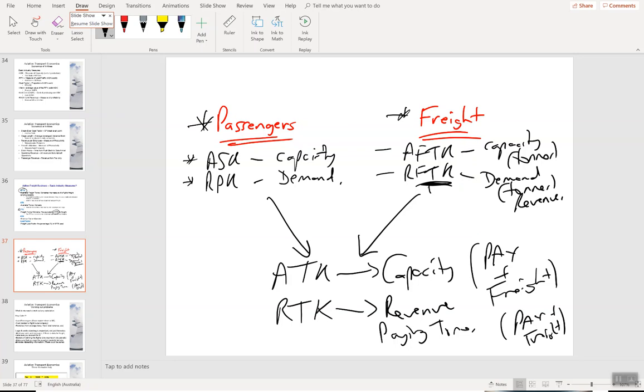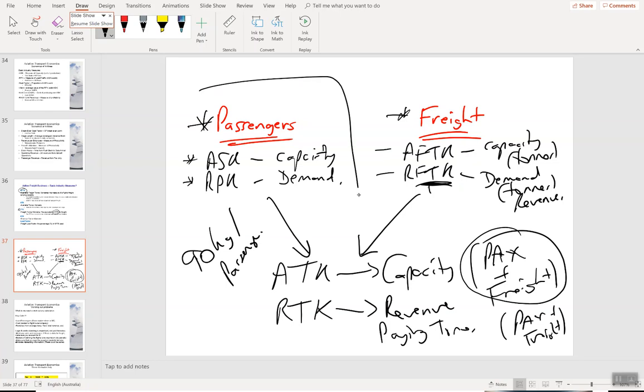Now, you're probably wondering, how do you put freight and passengers together? What you do is you assign a kilograms, and typically it's about 90 kilograms per passenger. Okay, and that's how you convert passengers into available tons or revenue tons. So you're simply looking at the ASKs, and you're multiplying a passenger, or assuming a passenger is 90 kilograms. So hopefully that explains the difference.